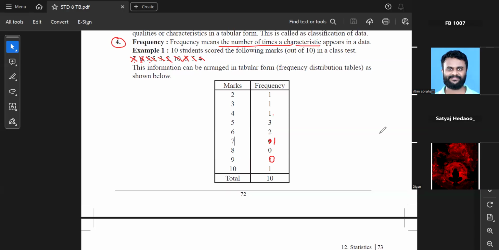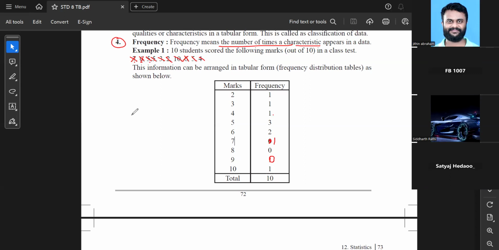Sir, I have a doubt, how is frequency used in real life? Yeah, we have just started, beta. Don't worry about real life. We will definitely cover so many problems that your doubt will be cleared by itself. Okay. Yes, sir.